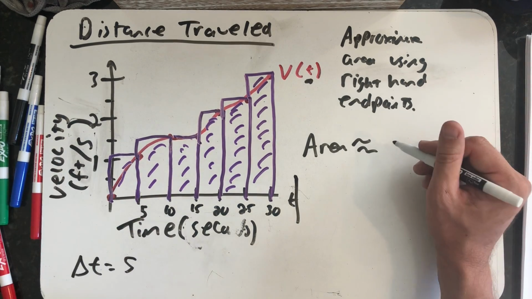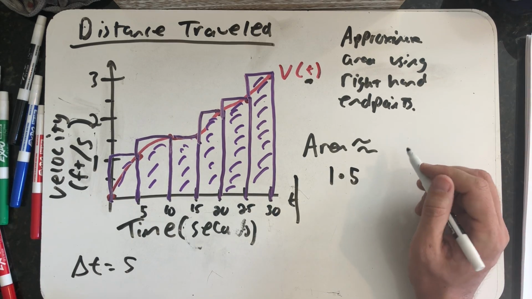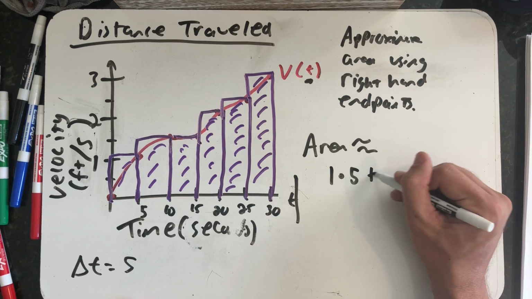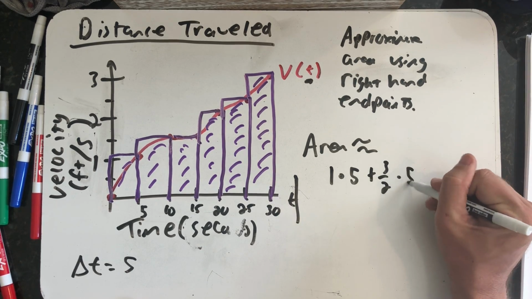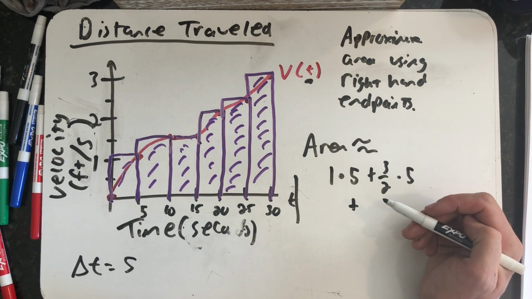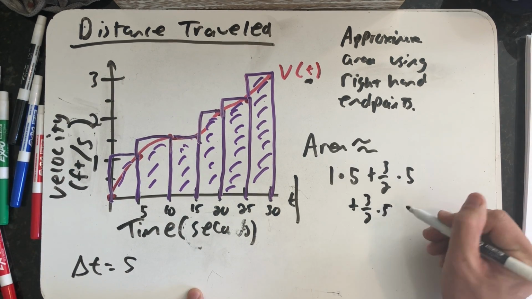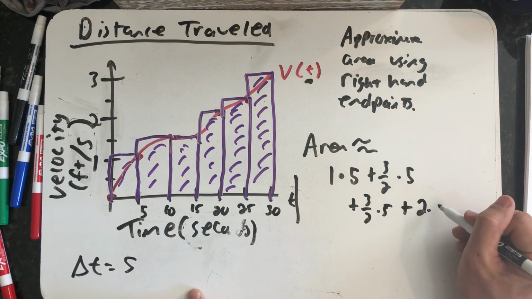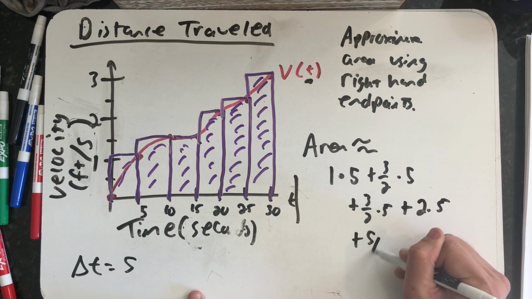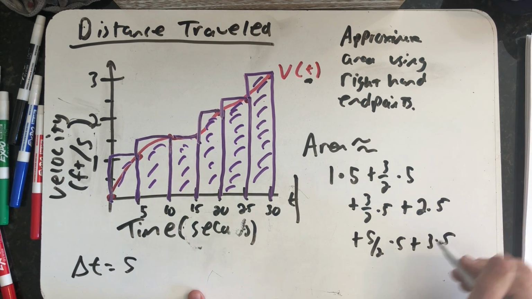So that's 1 unit long, so that's 1 times 5. And then I look at this one, and this one is 1.5 units long, so that's 3 over 2 times 5. Plus, I just need to keep going until the end. So again, 3 over 2 times 5 plus 2 times 5 plus 5 over 2 times 5, and then finally, plus 3 times 5.